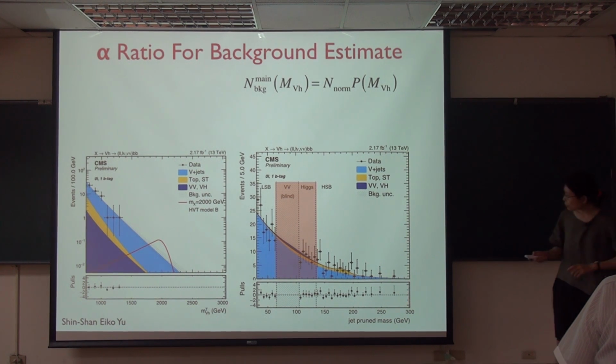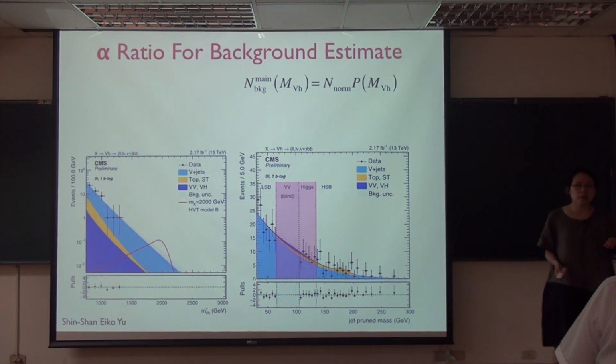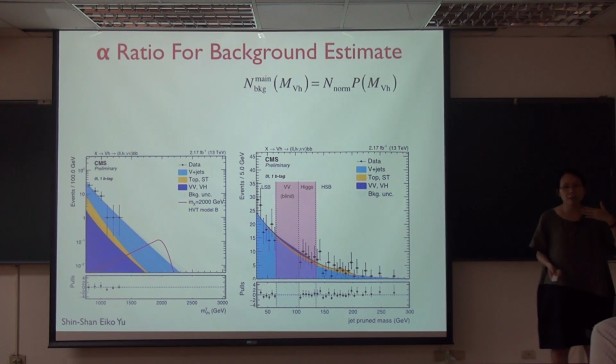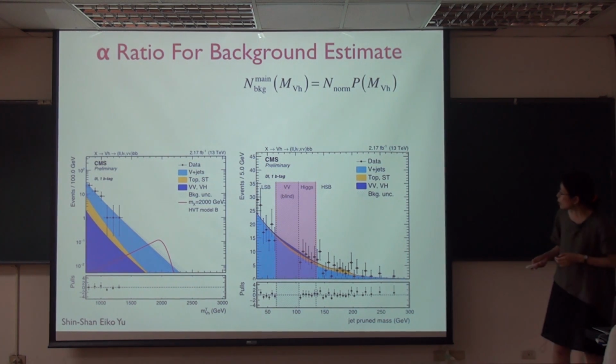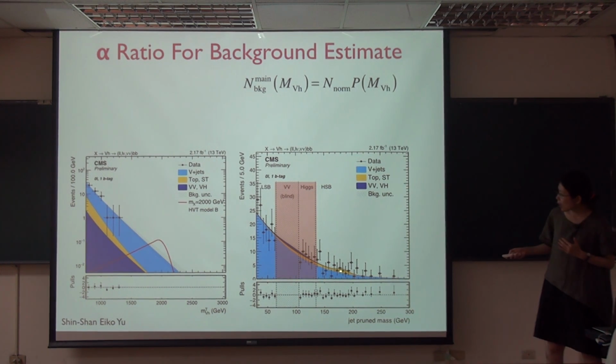So we use simulation to tell us how the background shape was determined. Basically, we first use simulation to tell us the functional form of the background shape, but then when we fit the data, we let those parameters float. In this case, we use an error function convoluted with an exponential for the V plus jet. But for the ttbar, you have a small peak, so you have to add one extra Gaussian.